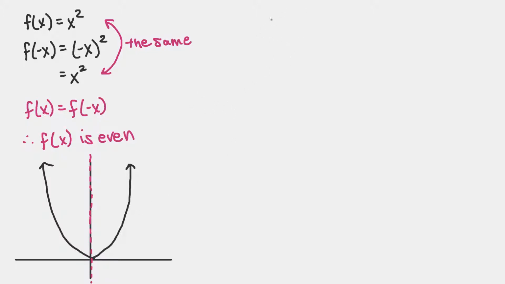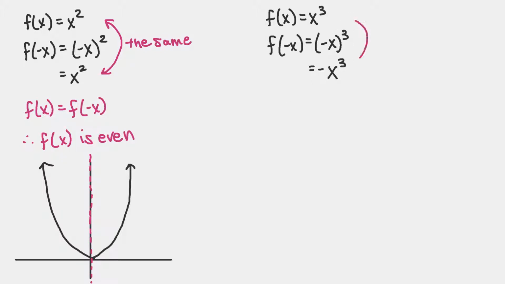Now let's consider the function f of x equal to x cubed, which of course is a cubic function. First we'll check if the function's even, so f of negative x is equal to negative x cubed. But this time we're cubing a negative number, so it's not going to change to a positive, it's going to stay a negative. So we get negative x cubed.